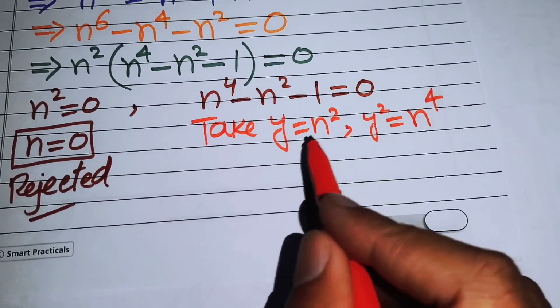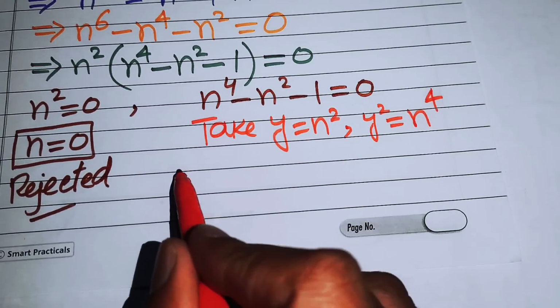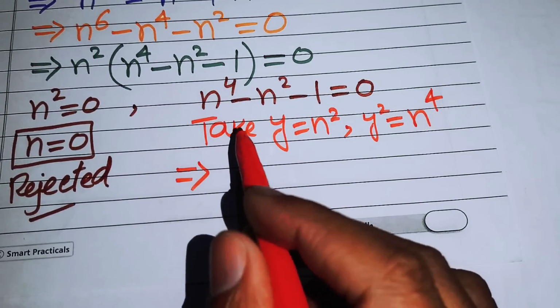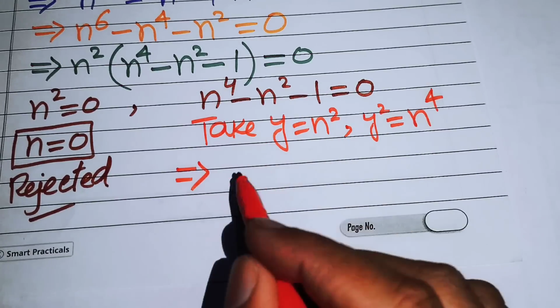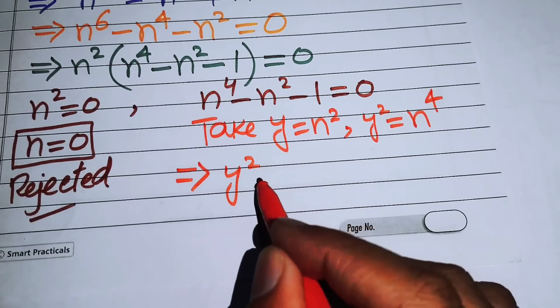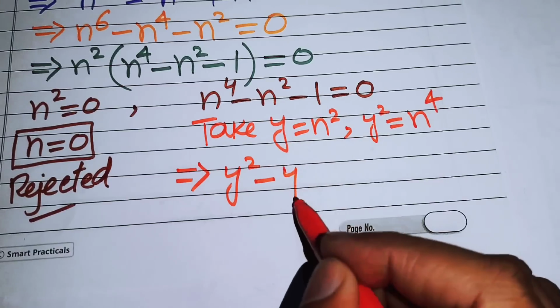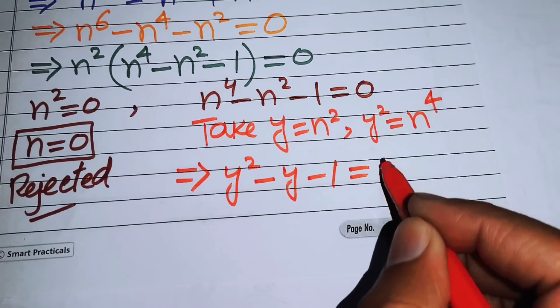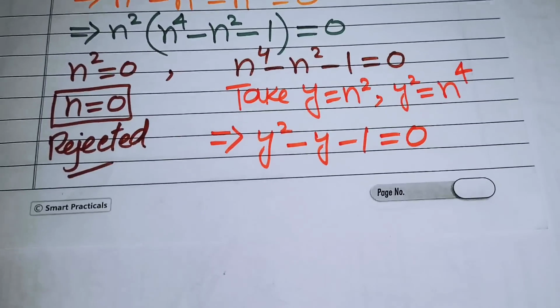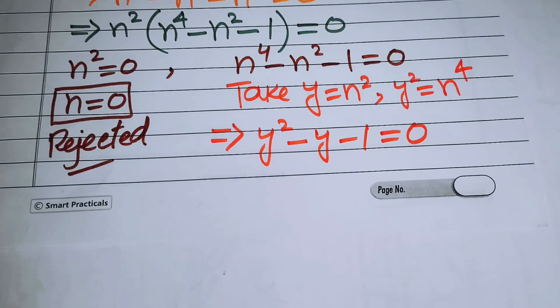So when we substitute these two values in this expression, you will get its output in this form. Here we obtain y squared minus y minus 1 equals 0. So after substituting the value of y, we get our given equation in a nice quadratic form.